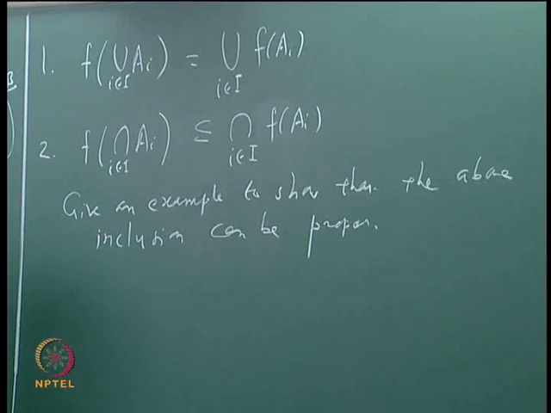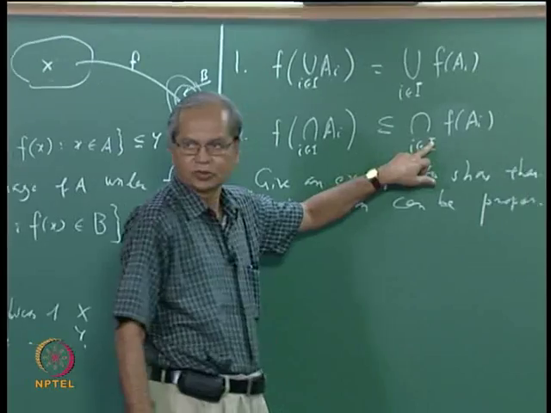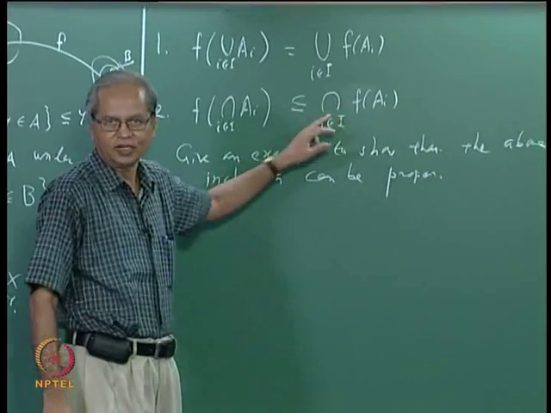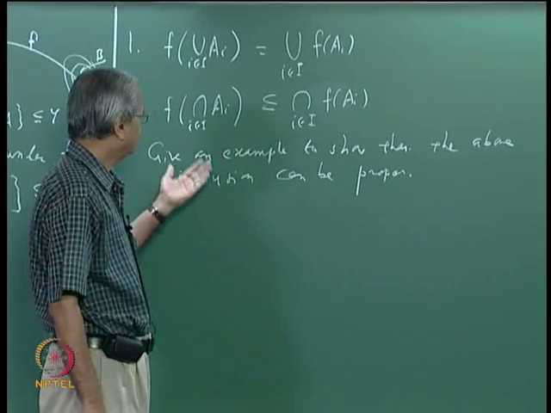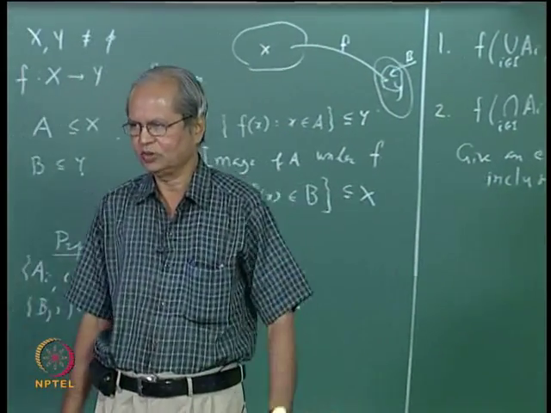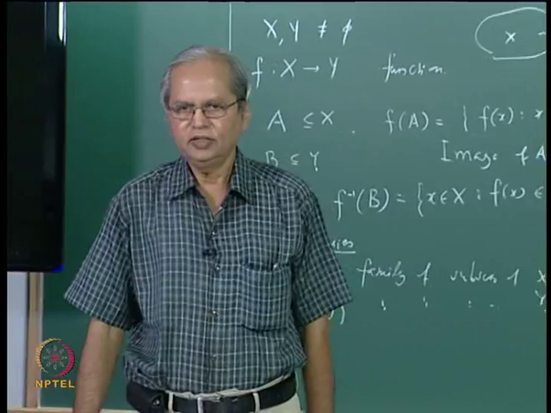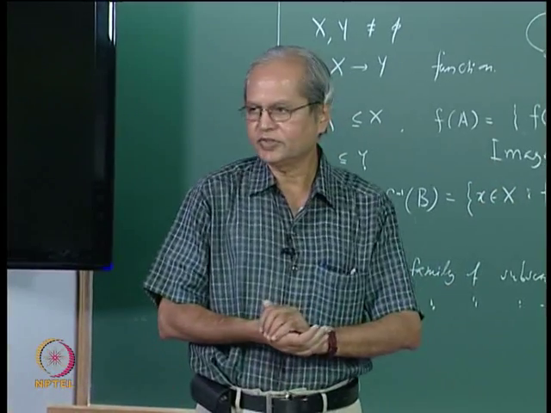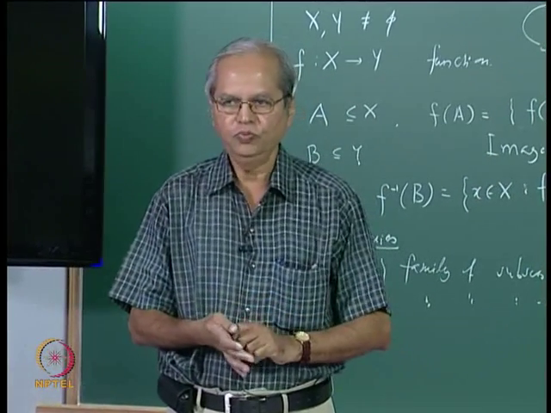Okay, what does that mean? You find an example of x and y and f and a family of subsets of x such that this is properly contained in this. And I will give you a hint. Though here I have said arbitrary family, you can just get an example of two subsets. Then, though I don't state here as an exercise, I will ask you one more thing to do.